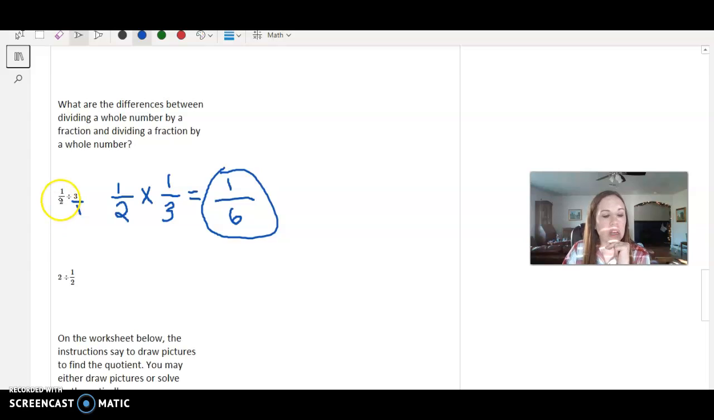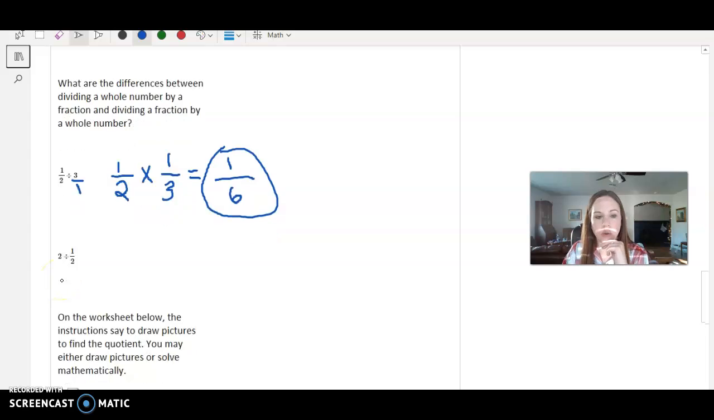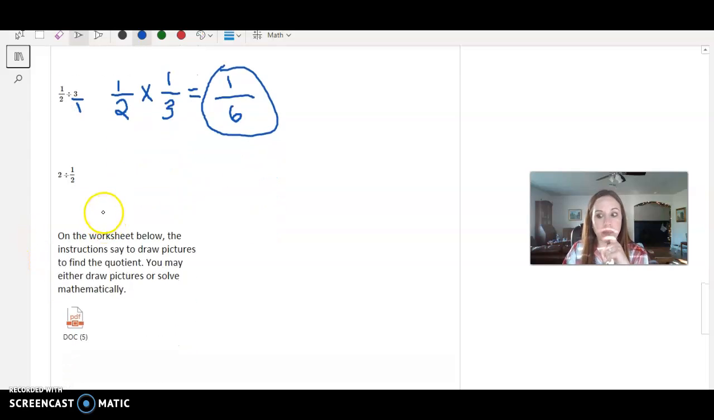Now remember, we started with a fraction and we ended with a fraction. Now we're going to start with the whole number 2 and divide it by 1/2. If we start with a whole number, what should our quotient be? If you said a whole number, you would be correct. But here we're dividing fractions, so we're going to keep the dividend. What's my dividend? It's the first number, 2, so we're going to keep 2.